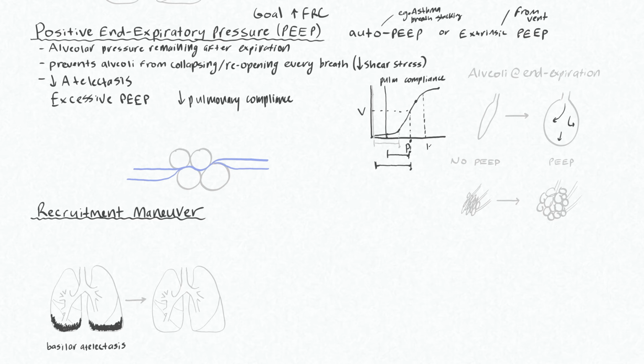And then by giving a breath to this person, we actually get very minimal volume returns with this breath. So it wouldn't make any sense to have someone's PEEP way up here when this is what their compliance curve looks like. Excessive PEEP also increases your dead space and increases the amount of work that your right ventricle needs to do.